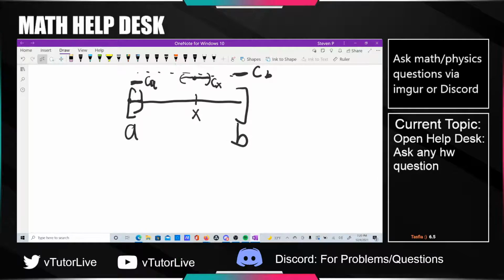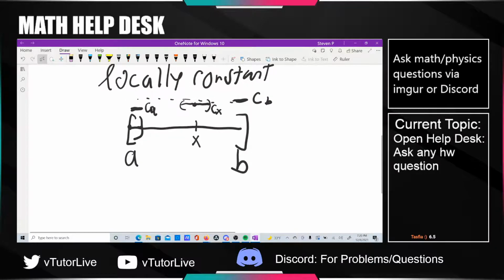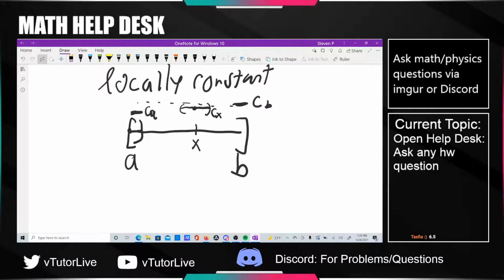So what exactly is this proof doing? It's basically saying that given that a function satisfies this definition of locally constant, we want to show that, in fact, it's constant on the entire interval. Basically showing that every one of these constant values, cx, ca, cb, are all equal. And intuitively, this kind of makes sense, right?